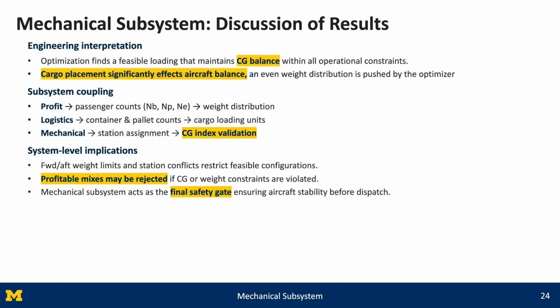In terms of coupling, profit and logistics have direct inputs into our subsystem, and mechanical outputs a CG index, which, if too high or too low, can reject profitable mixes. Overall, the mechanical subsystem acts as the final safety gate, ensuring aircraft stability before dispatch.